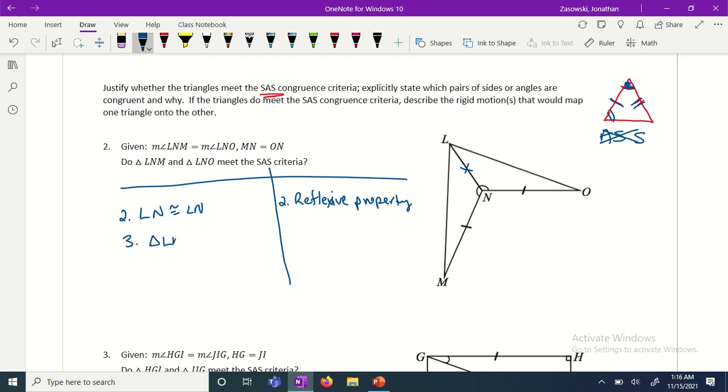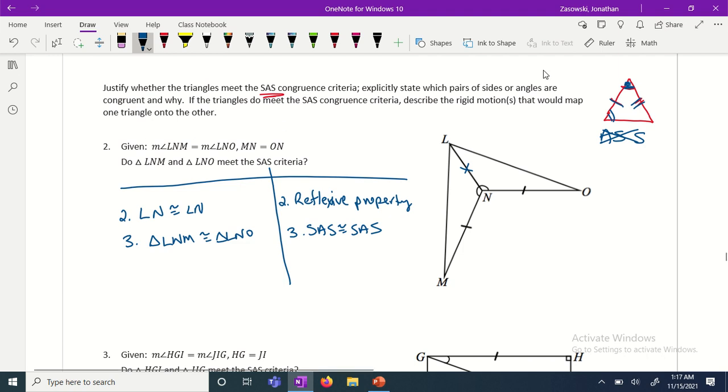So triangle LNM is congruent to triangle LNO. I just used the label that was right there, right? And then we're going to write SAS congruent to SAS. Now, if it was no, right, we would just write not enough information, okay?